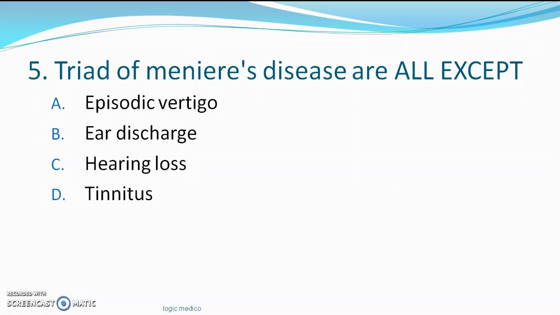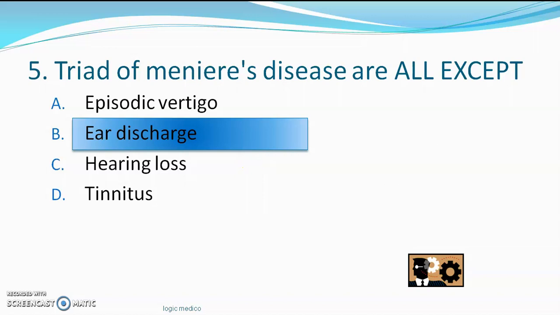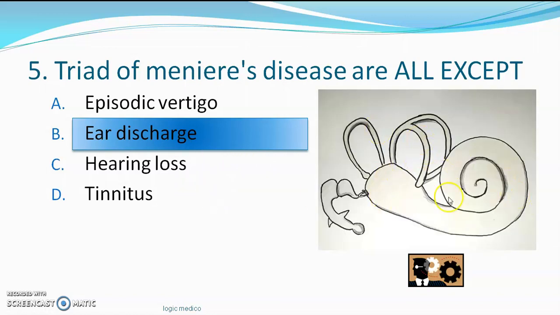The triad of Meniere's disease are all except, options are episodic vertigo, ear discharge, hearing loss, tinnitus. Your time starts now. Your time is up. Answer is ear discharge. It won't be there in Meniere's disease, because Meniere's disease is a disease of the inner ear.